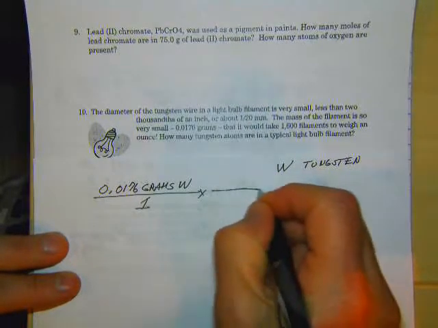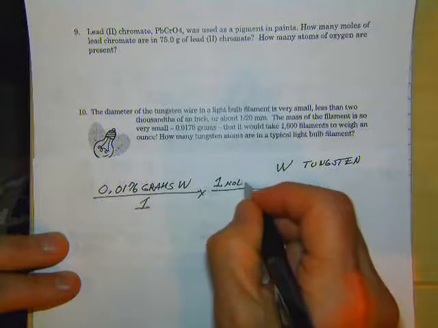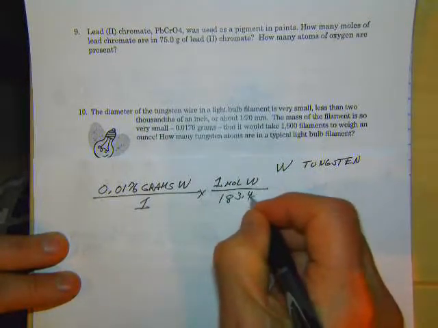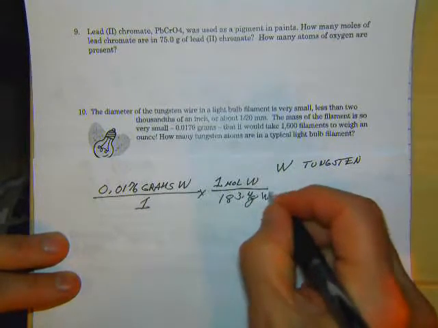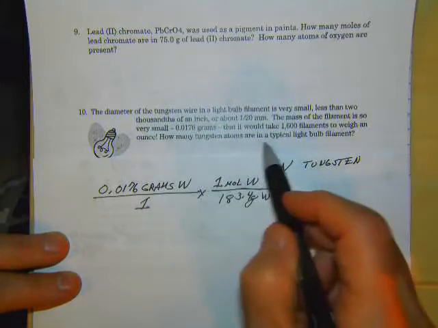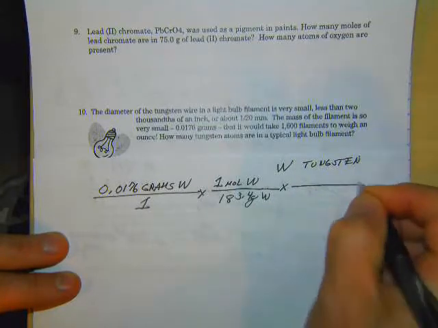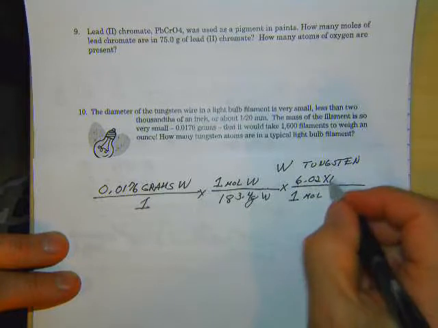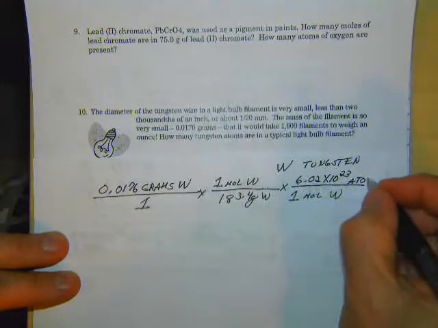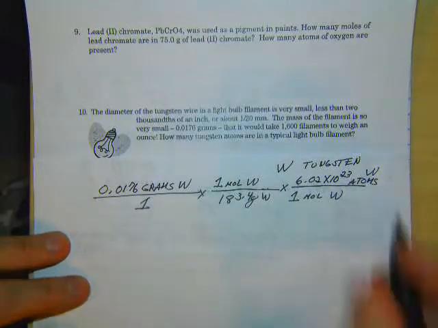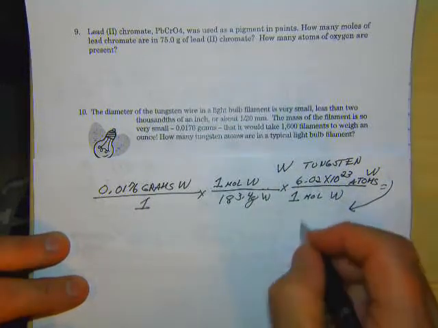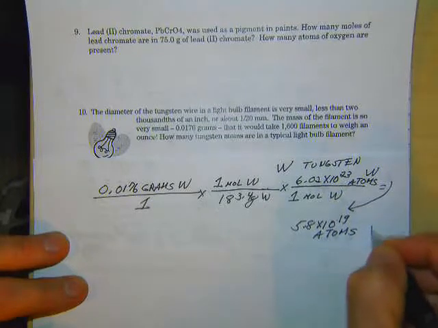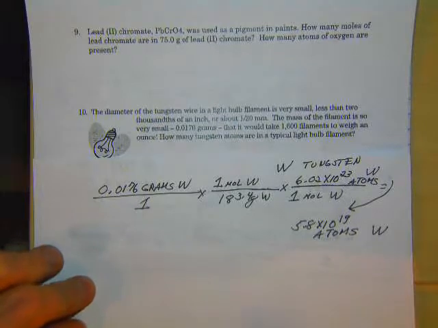And we know in 1 mole of tungsten, and if you look up the atomic mass of tungsten, you'll find that it's 183.4 grams of tungsten. And we want to know how many atoms. Well, there's that term atoms, so we're going to use Avogadro's number. In 1 mole of tungsten, there's 6.02 times 10 to the 23rd atoms of tungsten. If we go ahead and do the math, we're going to see that it's 5.8 times 10 to the 19th atoms of tungsten. So again, a very, very small mass still has a whole lot of atoms in it.